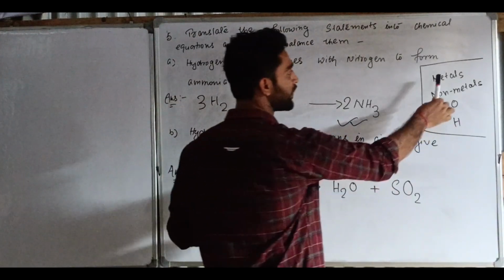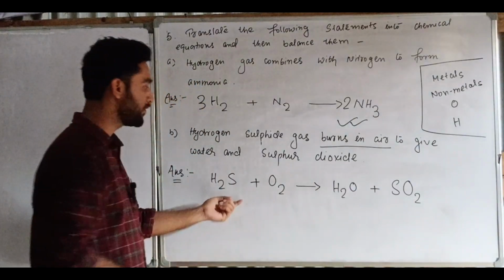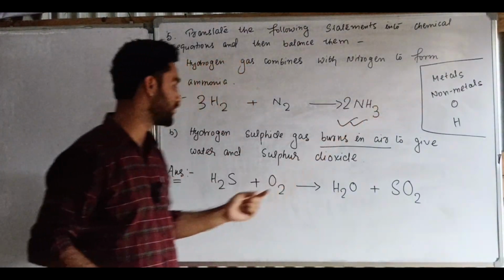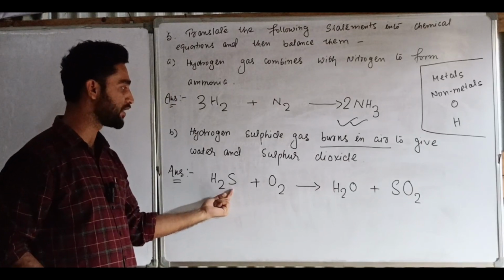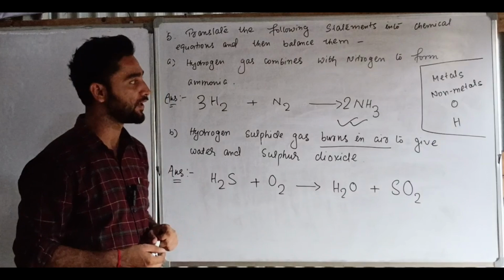So the trick, always remember: first metals, non-metals, oxygen and then hydrogen. In this reaction also metals are absent. Then non-metal other than oxygen and hydrogen. So which one is the non-metal? Sulfur is the non-metal. But here sulfur on the left hand side is 1, and on the right hand side also 1.